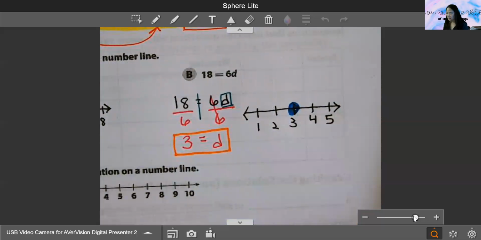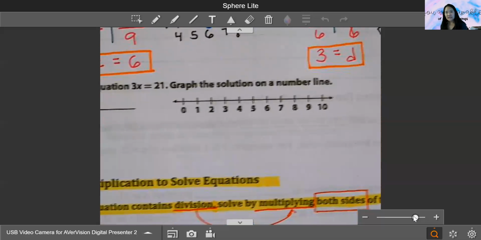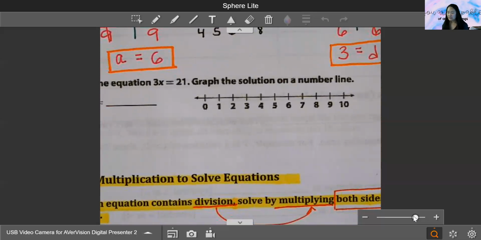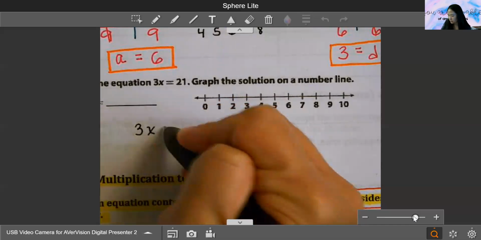Let's look at another one. 3 times x equals 21. Solve the equation and graph the solution on a number line. So 3 times x equals 21.